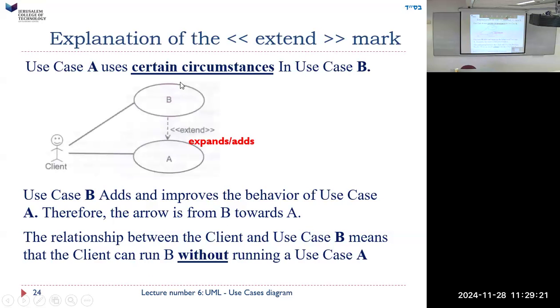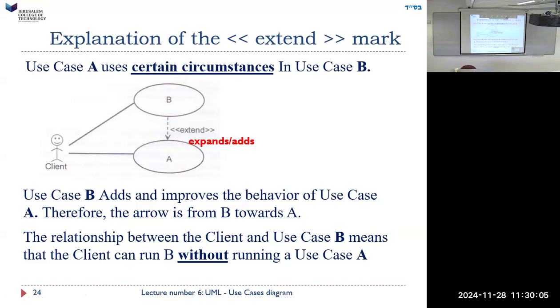And extends is in certain circumstances. If A uses B in certain circumstances, then the arrow direction is opposite, and we write the word extends. We say A sometimes uses B. It improves the behavior of B. Therefore, the arrow is from B to A. The relationship between the client means that the client can run B. What does this line mean? If this is part of this, then why do I draw this line? I don't have to draw this line here. But this line means that I can access B directly without using A.